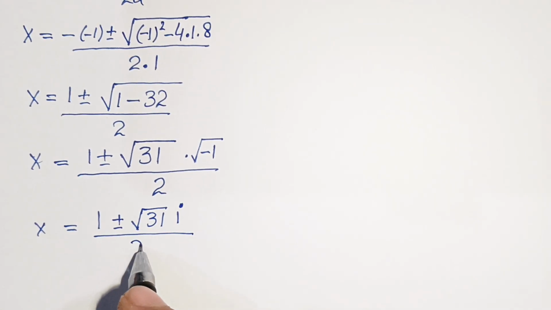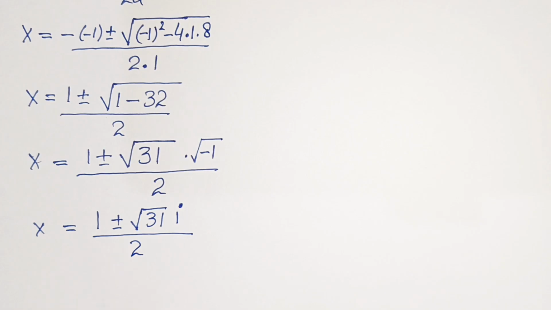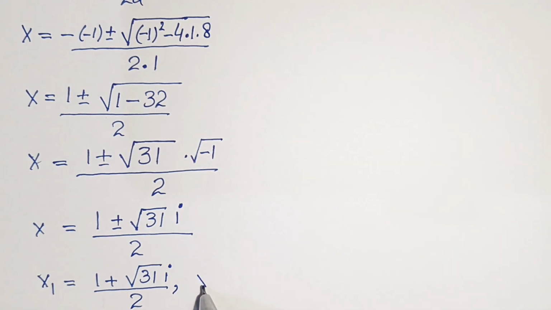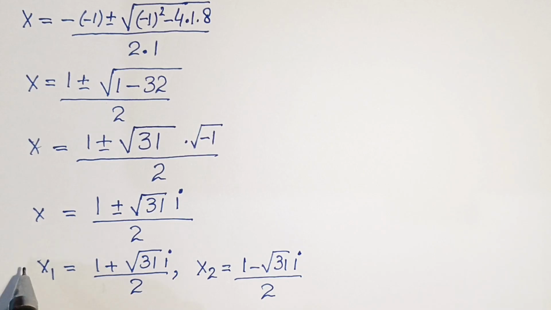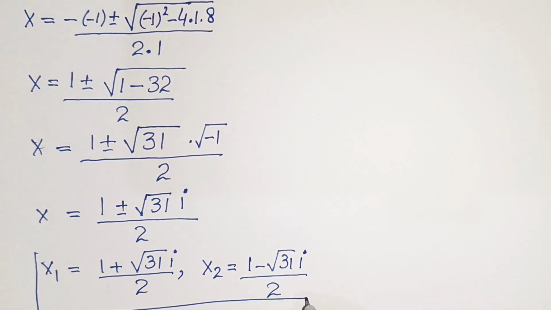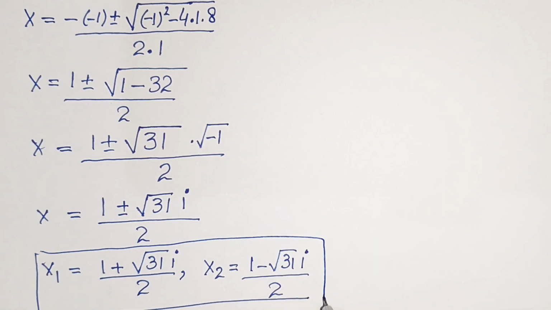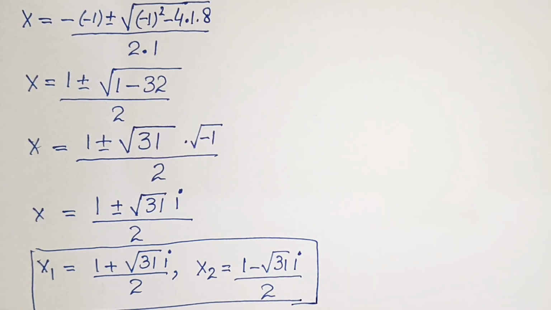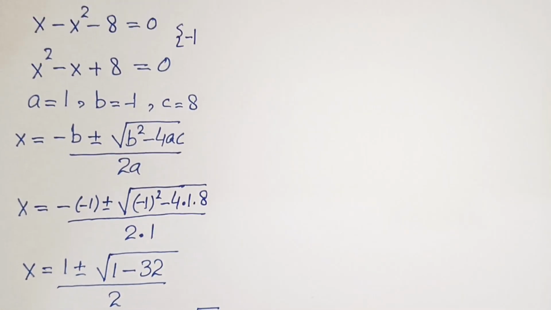So here we have two values of x. Let's say x1 is equal to 1 plus square root of 31 i over 2, and x2 is 1 minus square root of 31 i over 2. So here we have two values of x. Now we are going to solve our second case and find the values of x3 and x4.